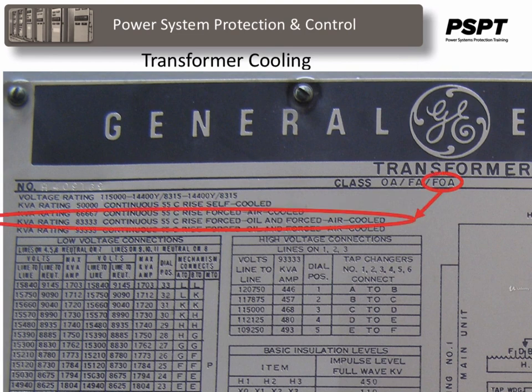You can further increase the rating of this transformer to 83.3 MVA, providing you don't exceed 55 degrees C, if you turn on the fans as well as the oil pumps. And you can further rate this transformer up to 93.3 MVA, but it should not exceed 65 degrees C, with the fully implemented cooling mechanisms that are available.